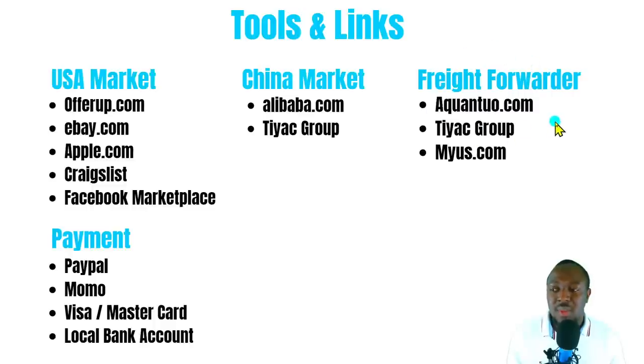For freight forwarders, you will use Acquaintio.com and Tia Group, which are for Ghanaians. If you are not a Ghanaian and you want to do the same thing, use a US one. I'll explain what freight forwarders are. Basically, Amazon and eBay often don't ship to Ghana, so with these freight forwarders, they'll give you a personal US address and a number.